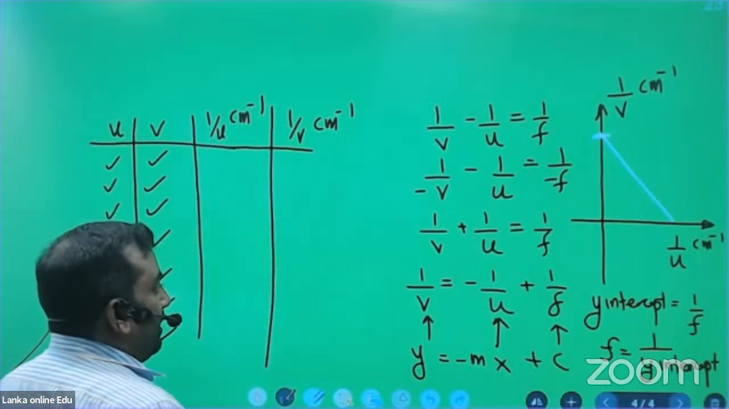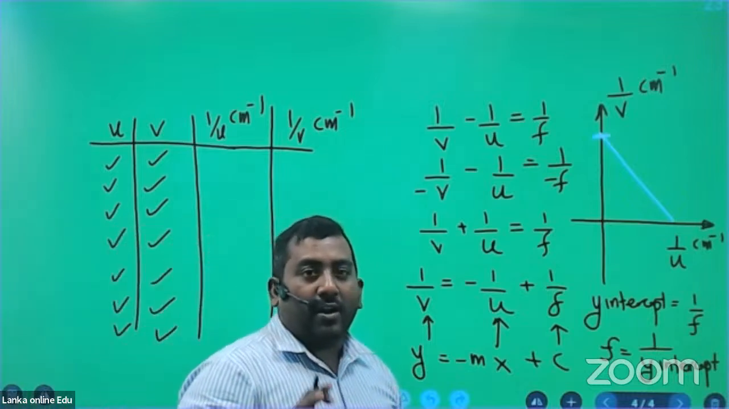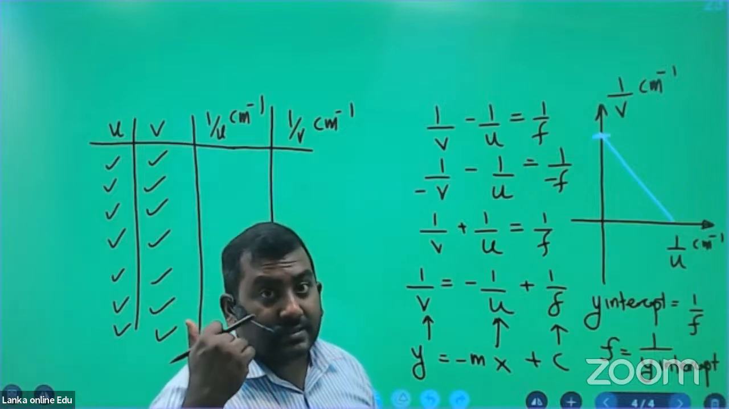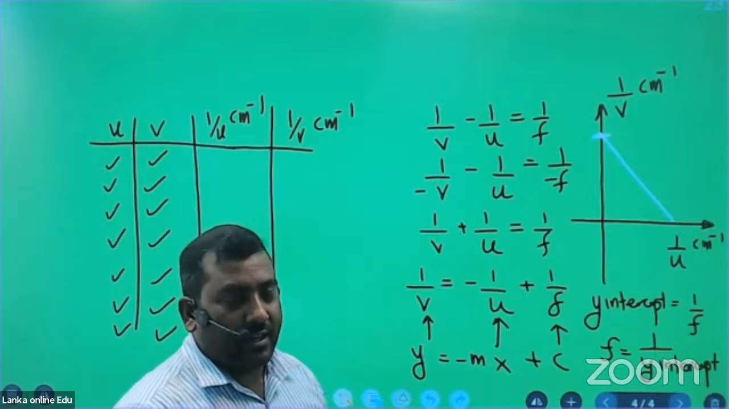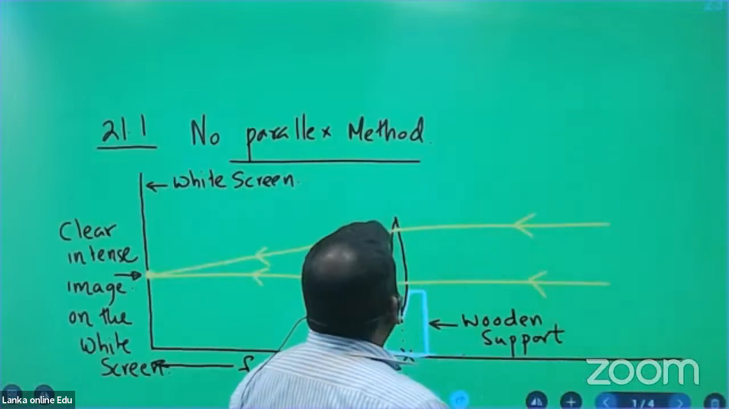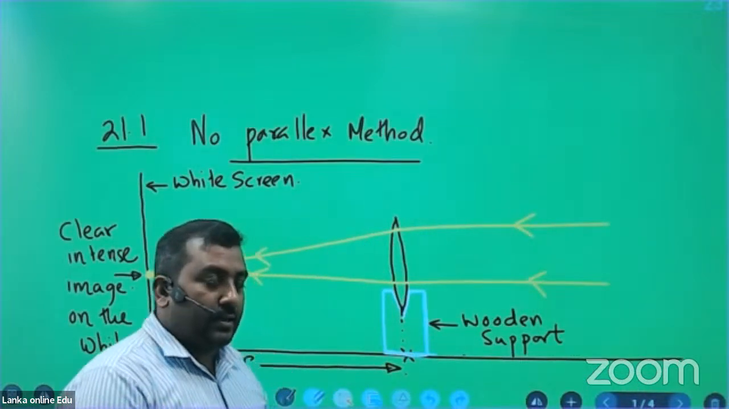So in this practical, what are you doing? You are trying to find the focal length of a convex lens using real images. So quickly I tell you before we start writing it.